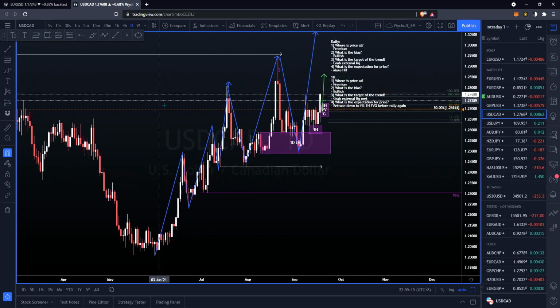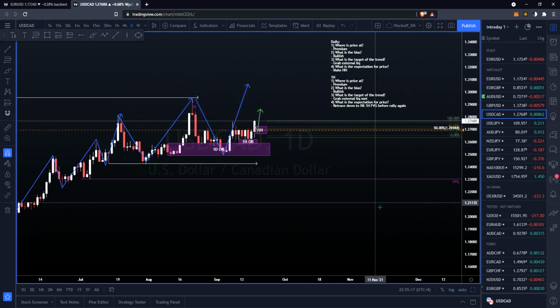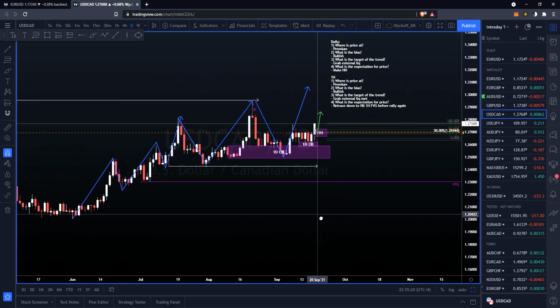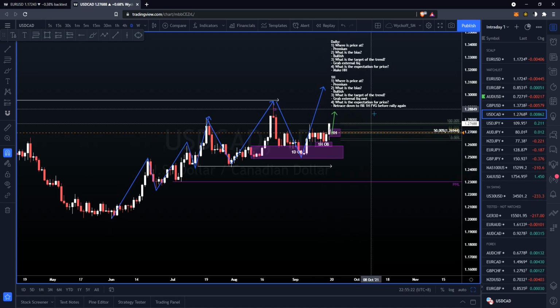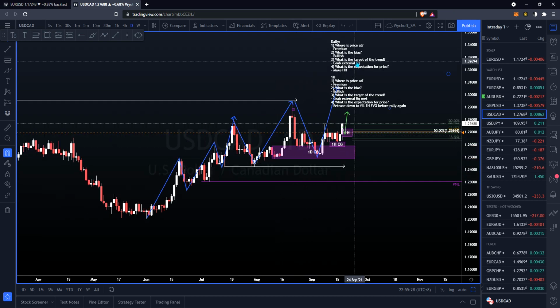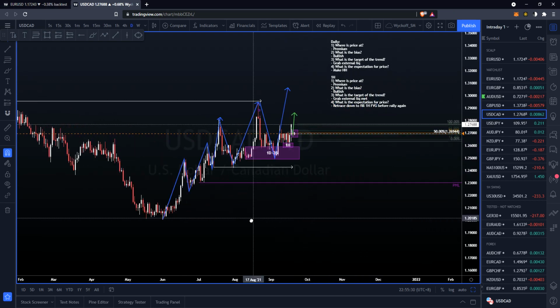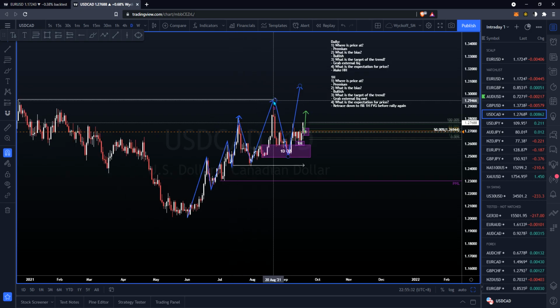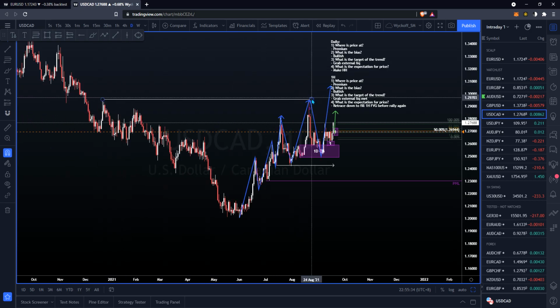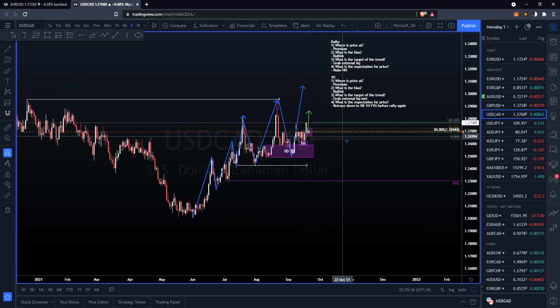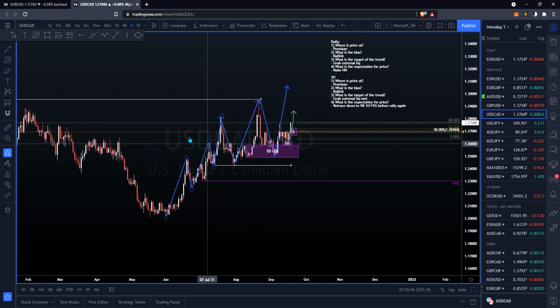Next we have USD CAD. Price is at the premium level right now on this range, so I'm still expecting price to rally. And I think we have equal highs over here, a liquidity pool, so it makes sense for price to actually move up because we are still in an uptrend.